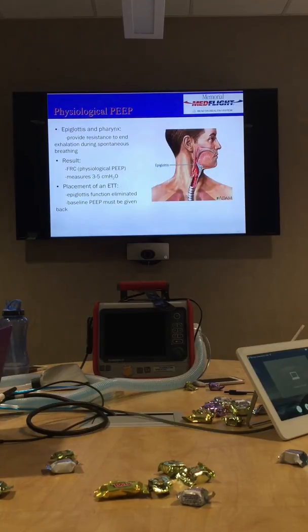So physiologic PEEP. Our bodies naturally create PEEP with our epiglottis and our pharynx. Normal is about 3 to 5, and PEEP helps keep those alveoli open for recruitment and oxygen exchange. So PEEP is real important, but what happens when we put an ET tube down their throat? We take away their PEEP. So that's why you should set PEEP, because people normally have 3 to 5. So I know MedFlight in general, we usually set everybody at 5, just as a starting point.